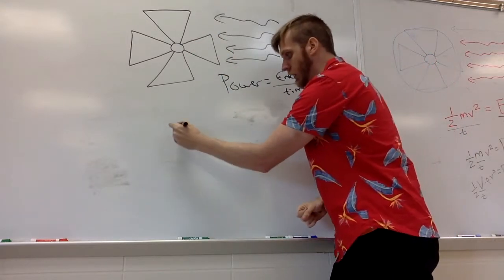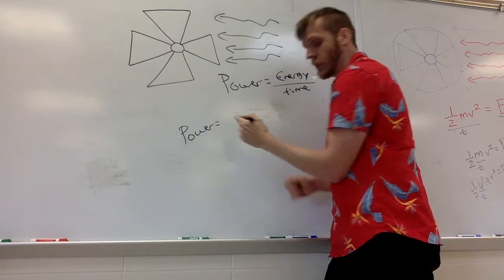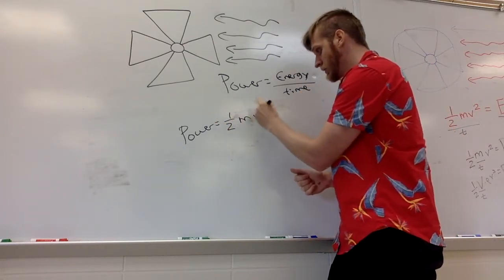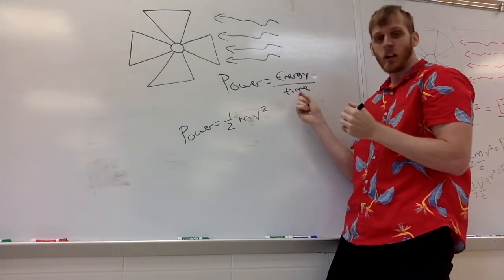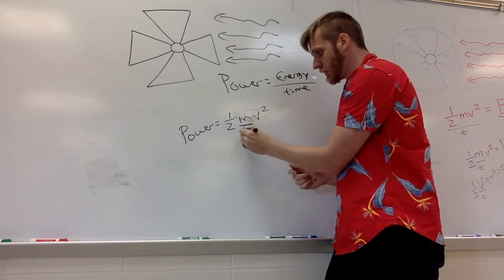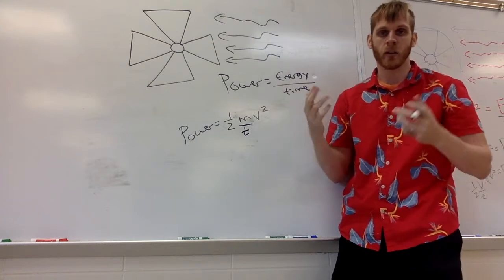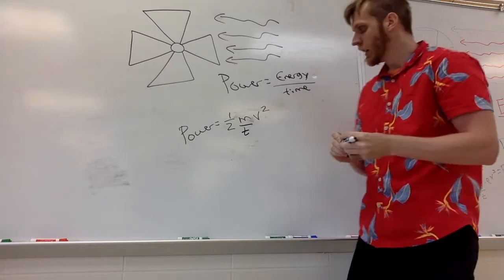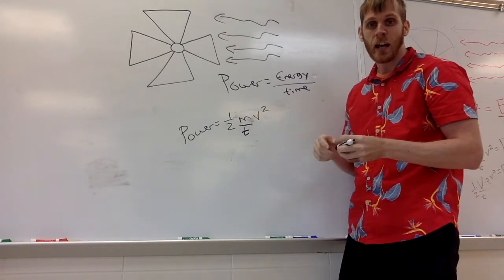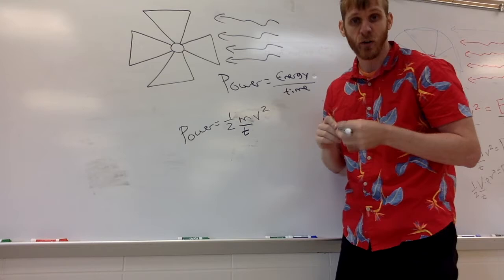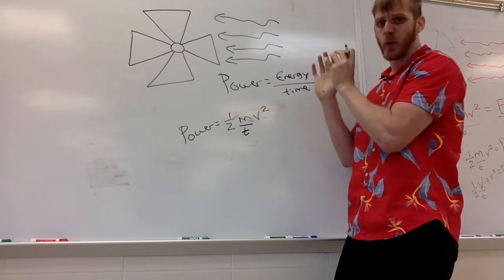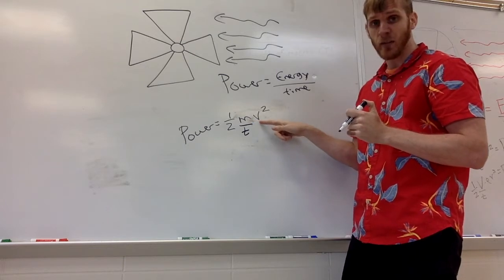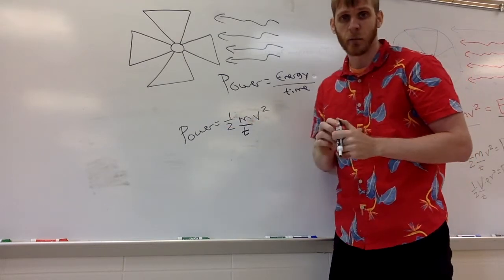So the power is going to equal kinetic energy, which is 1/2 mv squared, divided by time. Now I'm going to write the time underneath the mass. It's underneath the whole thing, but it doesn't matter if you divide any one of these variables by time, it's still the same mathematically. Now, if you remember, mass divided by time is flow rate. It's the mass flow rate. So if I know the mass flow rate of the wind, and I know the speed of the wind, I can figure out the power.